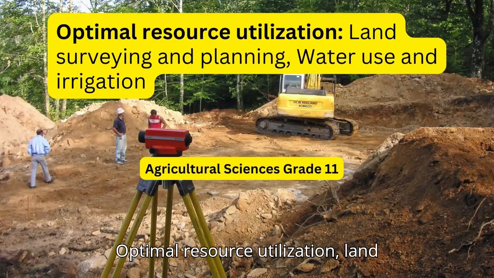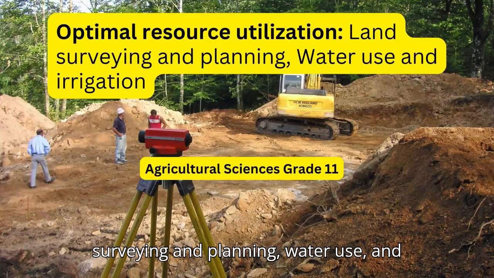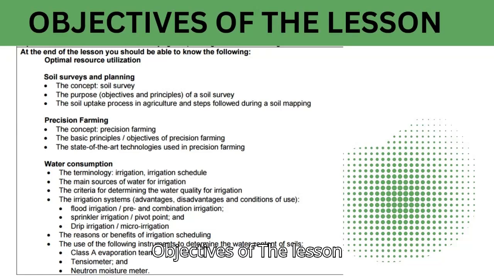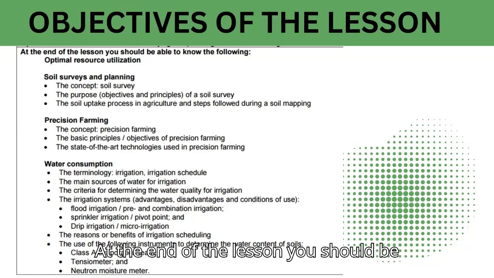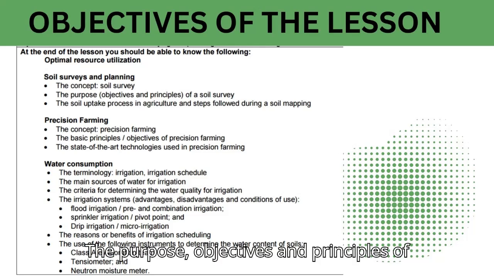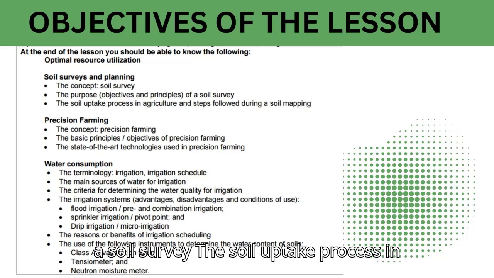Optimal resource utilization, land surveying and planning, water use and irrigation. Objectives of the lesson. At the end of the lesson you should be able to know the following. Optimal resource utilization. Soil surveys and planning. The concept of soil survey. The purpose, objectives and principles of a soil survey.